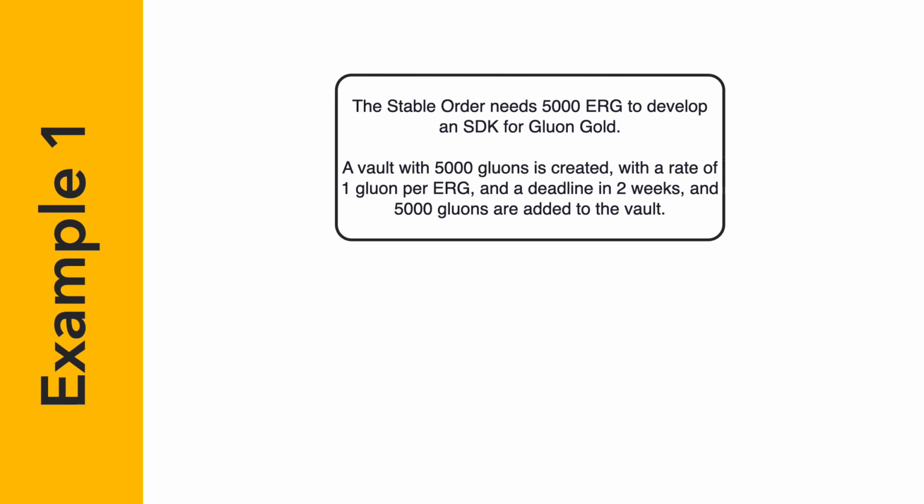So the stable order needed 5,000 ergs to develop an SDK for Glue on Gold. And with this funding platform, a vault with 5,000 gluons is created with a rate of 1 gluon per erg and a deadline in 2 weeks. And 5,000 gluons are added to the vault.